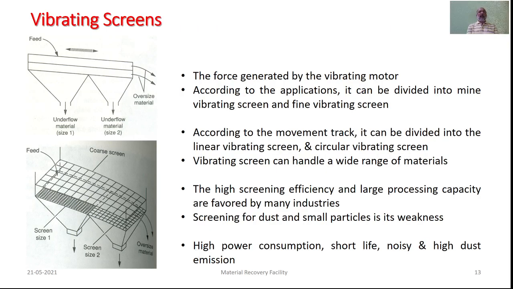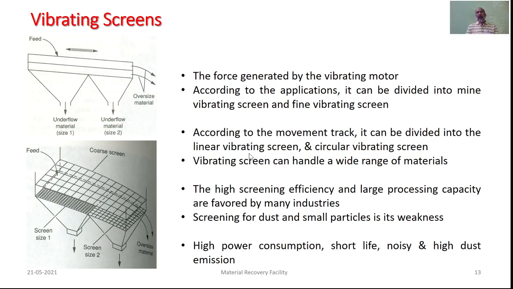The screens could be attaining various forms. One of such forms is the vibrating screen. Here the force generated for the separation is because of the vibrating motor. According to the classification, according to the applications, it can be divided into mine vibrating screen and fine vibrating screen. Also, according to the movement of the track, it can be divided into linear vibrating screen as well as circular vibrating screen. Commercial versions are available.